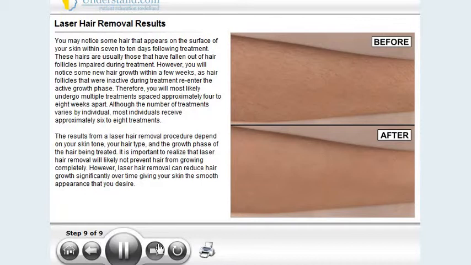The results from a laser hair removal procedure depend on your skin tone, your hair type, and the growth phase of the hair being treated. It is important to realize that laser hair removal will likely not prevent hair from growing completely. However, laser hair removal can reduce hair growth significantly over time, giving your skin the smooth appearance that you desire.